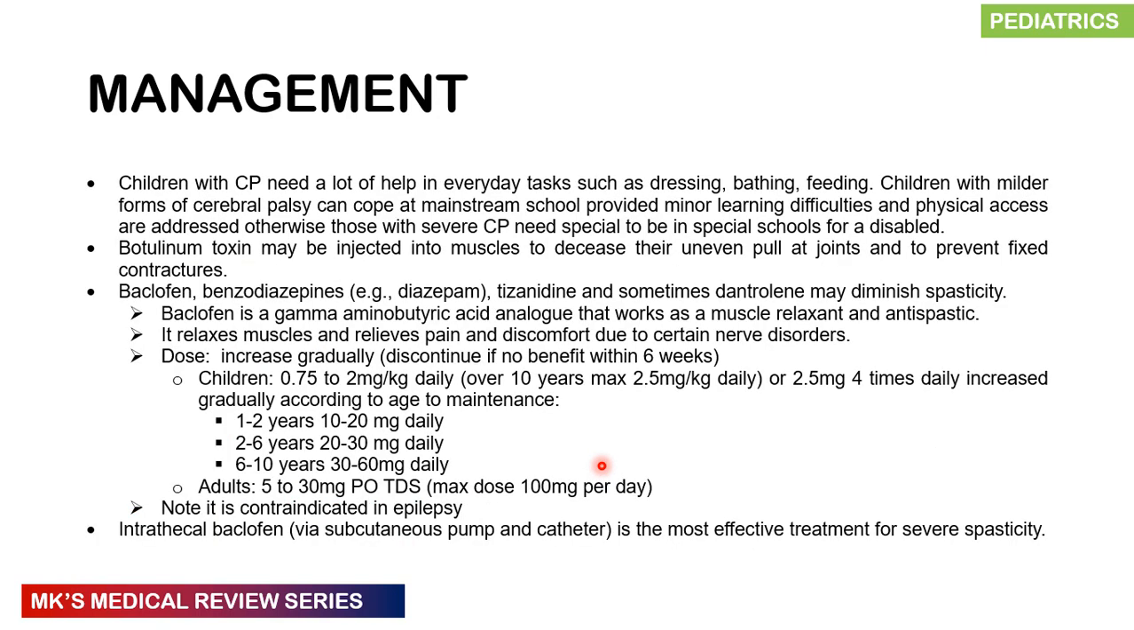And remember that these children who have CP need quite a lot of help in basic day-to-day tasks. So things like dressing, bathing, feeding. Those who have a milder form of CP can cope quite well in mainstream schools and have minor learning difficulties, and physical access is not really so much of an issue. They're so independent on their own, but those who have a severe type of CP need to go to special schools, schools for disabled people, specifically schools for those that have disabilities and schools for those that have CP.